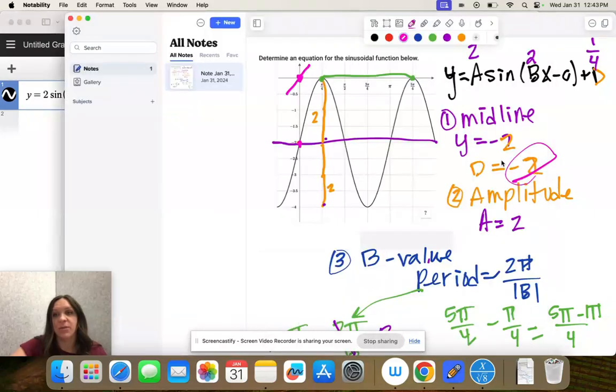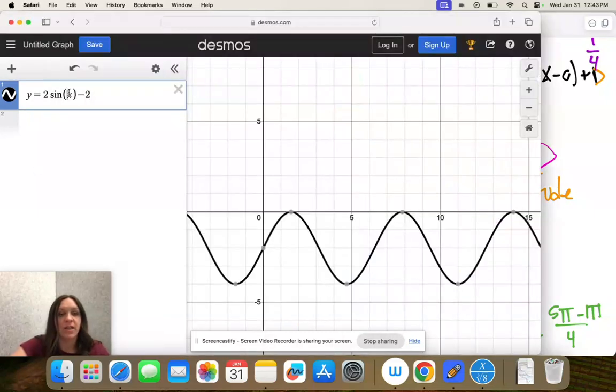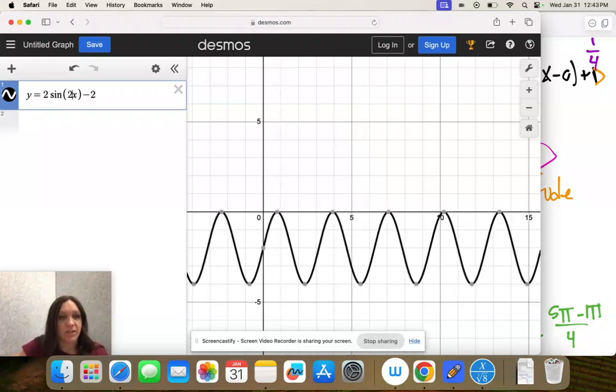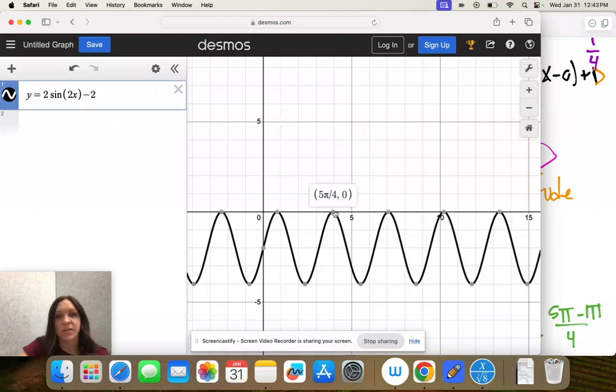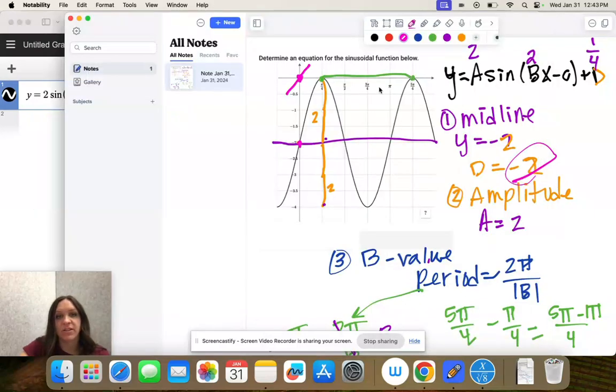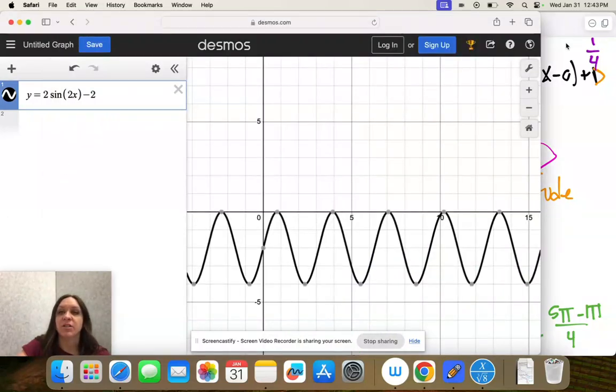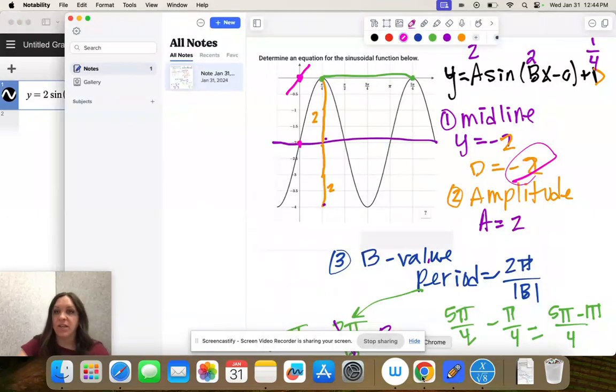I'm going to type in what we got for B, and then you can always kind of check your answer. So look, there's pi over 4 zero right there. My next zero is a 5 pi over 4 zero. So you can graph these, and because we're in radians, it's showing the radian measures. Okay, so let's type that in.